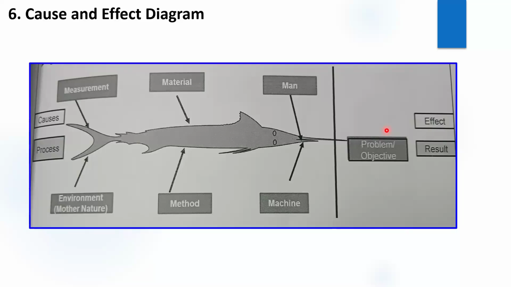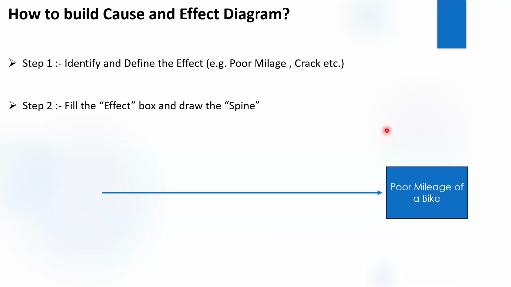Now we need to draw this diagram. So how to draw it? We will learn step by step. First step is to identify and define the effect. Here effect means problem, for example, crack or poor mileage of my bike. I'm taking a generic example. Identify and define the effect on which you are going to work. Here I selected poor mileage of a bike.